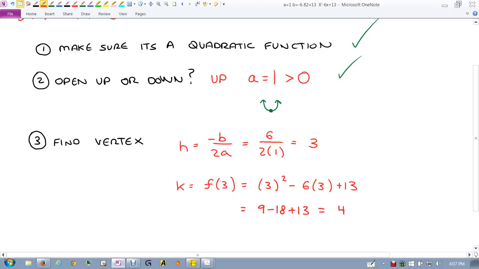So the vertex is a point, and we just found the vertex to be the point 3, 4. So I could actually go graph it now, couldn't I? I know exactly where it is. Y'all still with me?